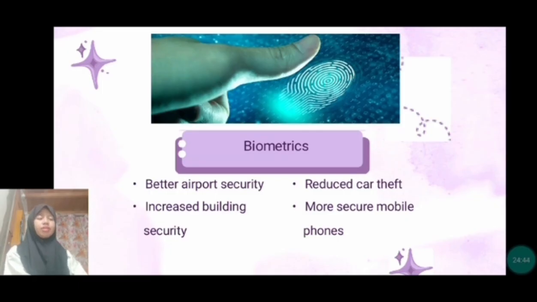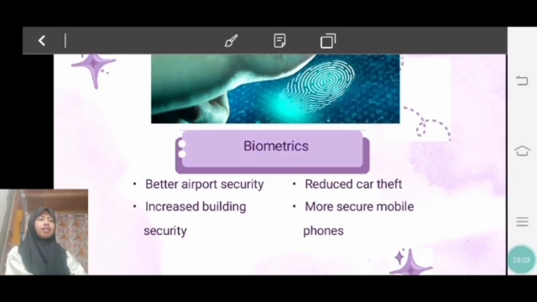So the next one is reduced car theft. Some modern cars use biometrics like fingerprints and facial recognition to unlock and start the vehicle. Since only the registered owner can access the car, it becomes harder for thieves to steal it.